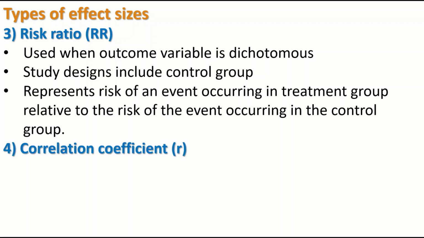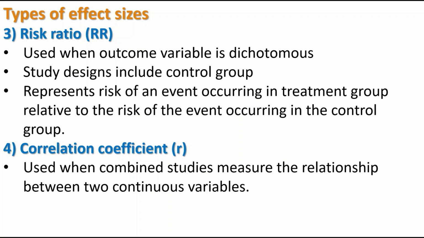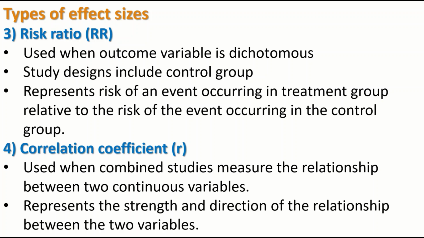And a fourth type of effect size is the correlation coefficient based on Pearson correlation. It is used when the combined or multiple studies measure the strength and the direction of the relationship, whether it's positive or negative, between two continuous variables. So it represents the strength and the direction of this relationship, whether it's positive, where when one increases the other increases, or it is a minus, inverse relationship, in which one variable increases, the other one decreases.